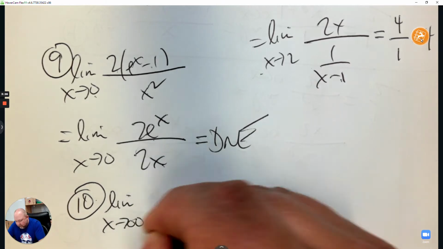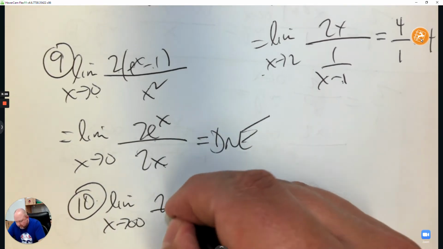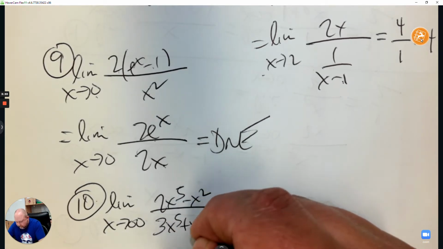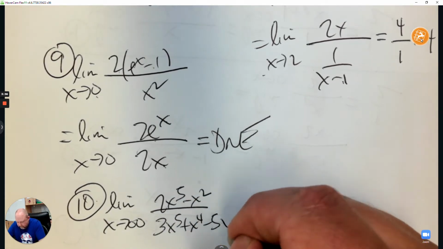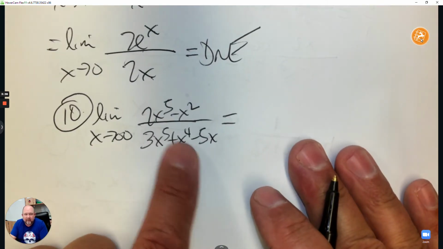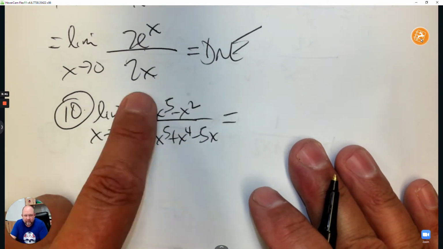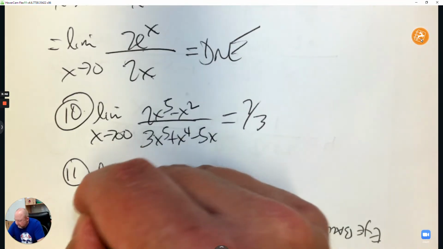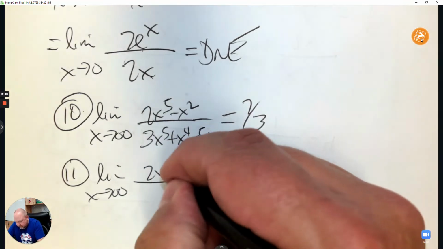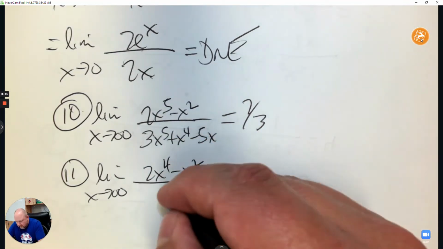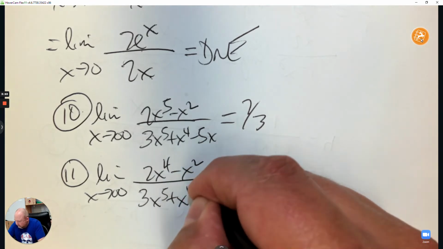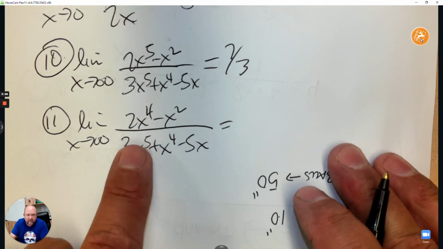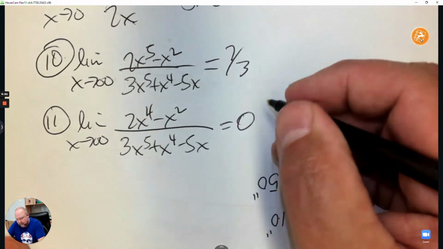This is an end behavior question when it has to do with infinity. So if we know our end behavior, that's very helpful. So for here, end behavior, power term over power term, they match, so the answer is just 2/3. For number 11, the limit as x approaches infinity. Again, end behavior, the top is not as powerful, the bottom is more powerful than the top, so that answer is 0.